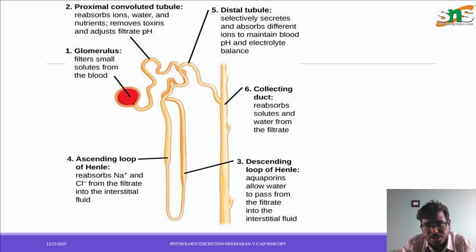In this picture, the segments shown are collectively called the nephron. The nephron consists of six different parts. First is the glomerulus. Second is the proximal convoluted tubule. Third is the distal convoluted tubule. Fourth is the ascending loop of Henle, fifth is the distal tubule, and sixth is the collecting duct.